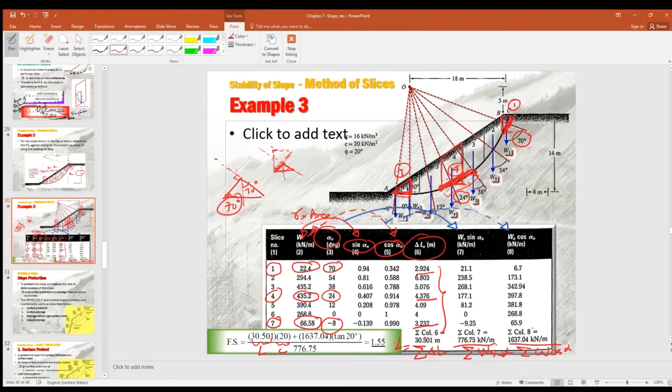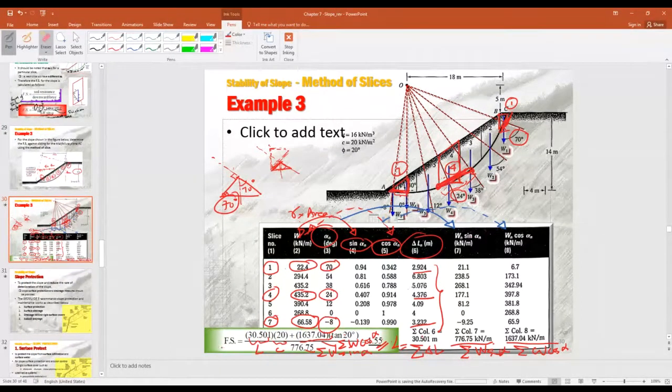and according to the formula, that should be summation W cosine alpha, right? And the denominator is the W sine alpha, right? And that is the tangent 20 degrees. Now, that will give you a safety factor of 1.55. So that's a pretty good safety factor for this slope. It's much greater than one, factor of safety 1.55.